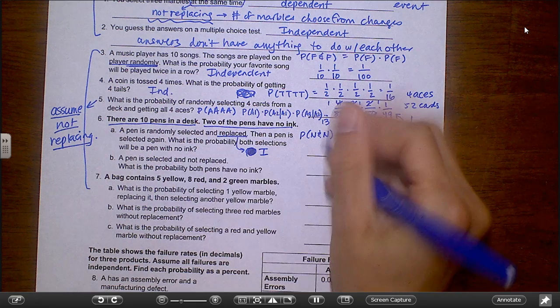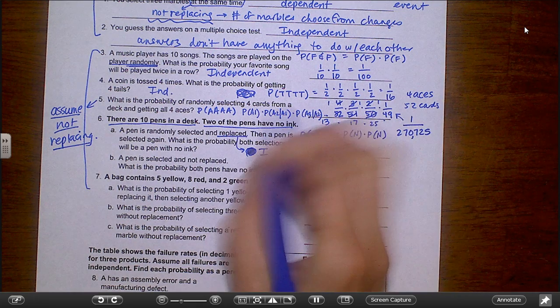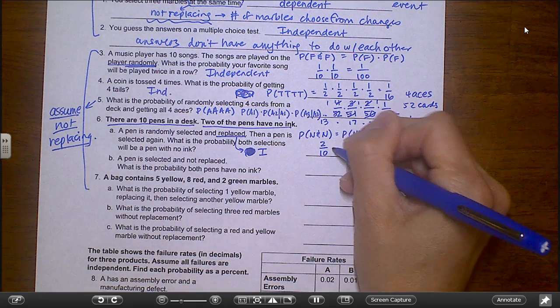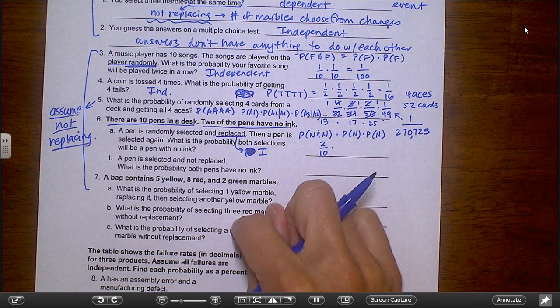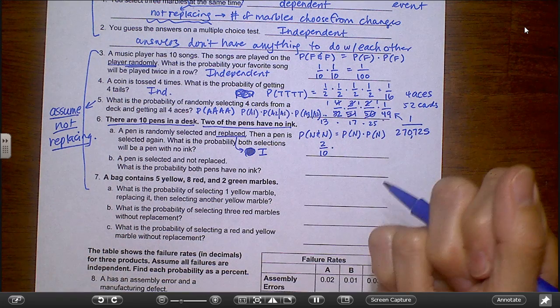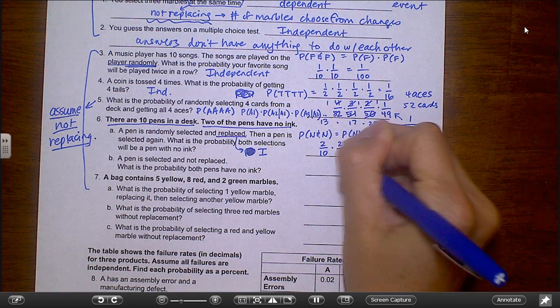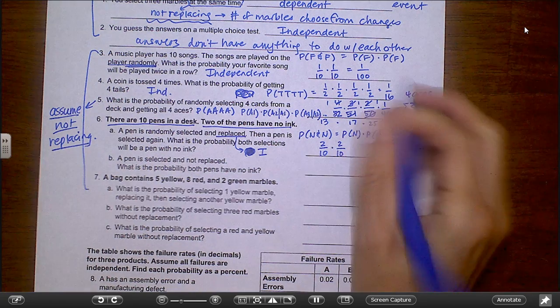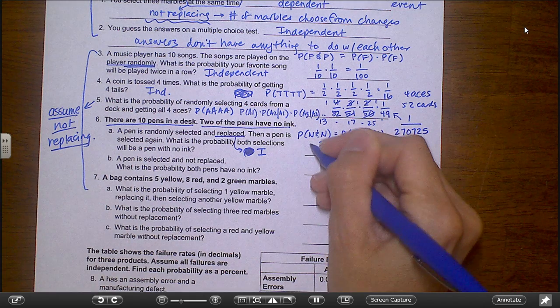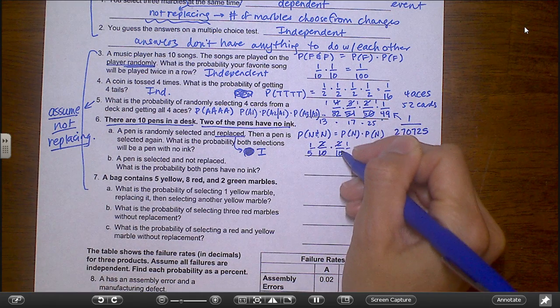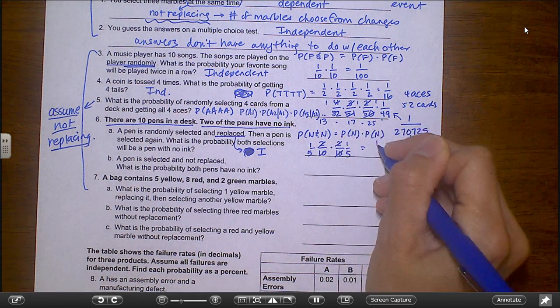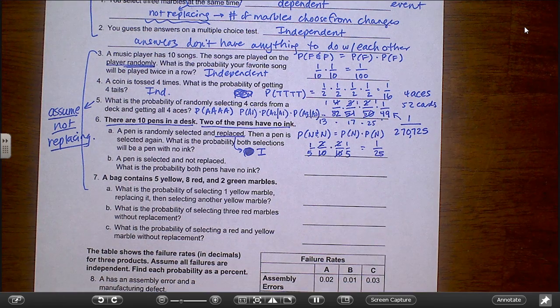Probability of no ink is 2 out of 10 because 2 pens have no ink, 10 total pens. Then remember, I put it back. So I picked it and I had no ink and I'm like, well, that's stupid. I need ink. And so I put it back, which is also dumb because why would I do that? Because I could pick it again. But anyway, if I put it back, I still have 2 pens with no ink and I still have 10 total pens. So this is 1/5, 1/5. So 1 times 1 is 1, 5 times 5 is 25.